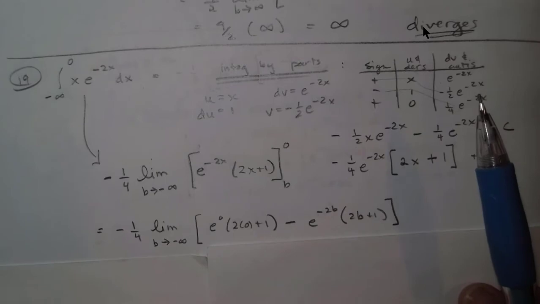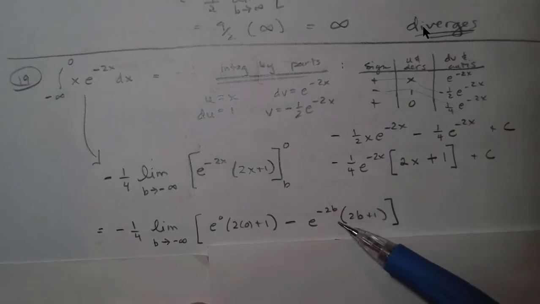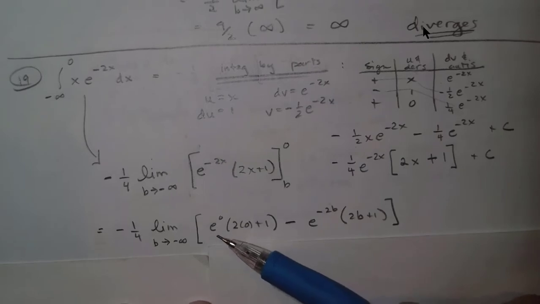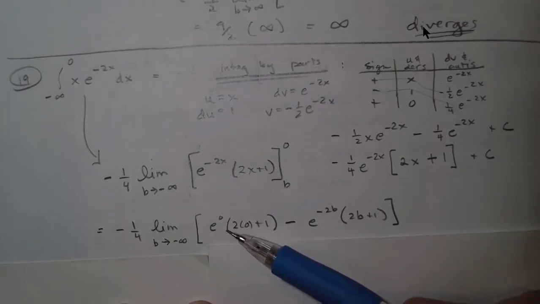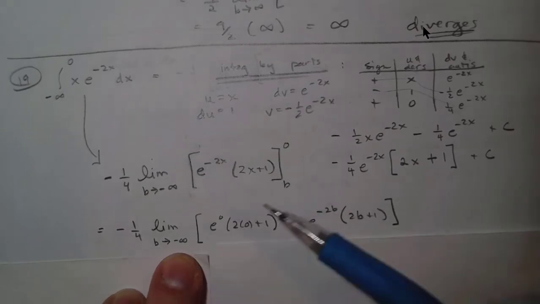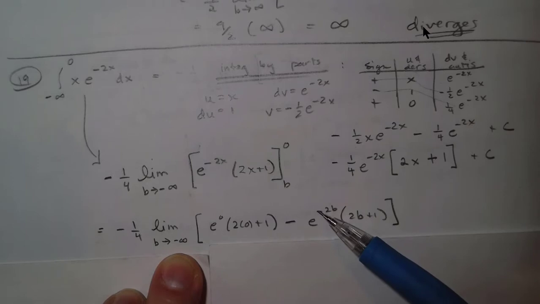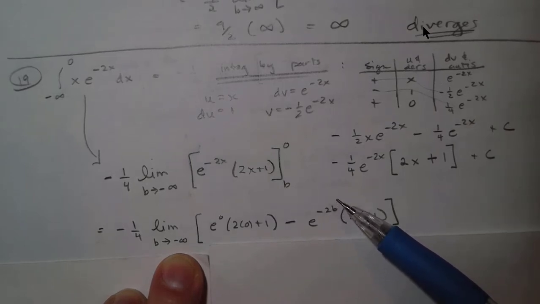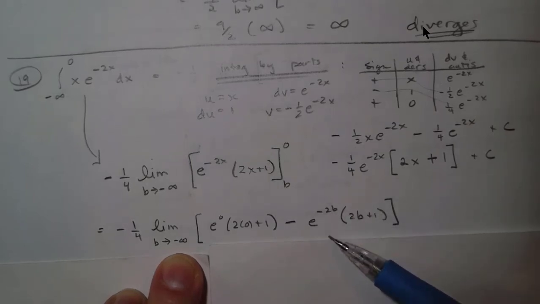Substitute 0 minus substitute b. Now we know e to the 0 is going to give me 1, so this is going to be 1. Minus. Notice that b is going to negative infinity, but this is e to the negative 2 times b, so that's e to the infinity.